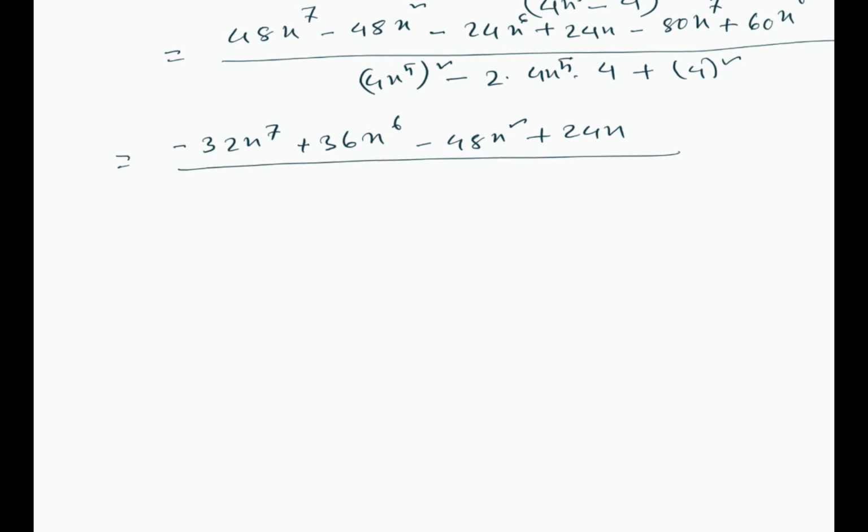In the denominator we have 4 to the power 2, which is 16, so 16x to the power 5 times 2 is 10, right? Minus 2 times 4 is 8, 8 times 4 is 32, x to the power 5 and plus 16. So this is the final answer for this example.